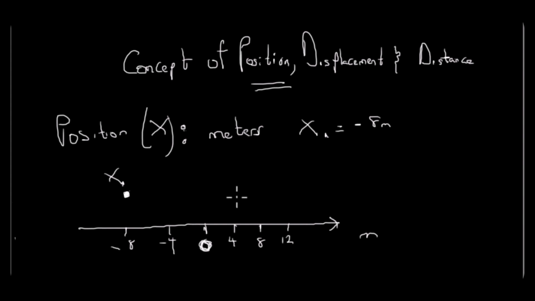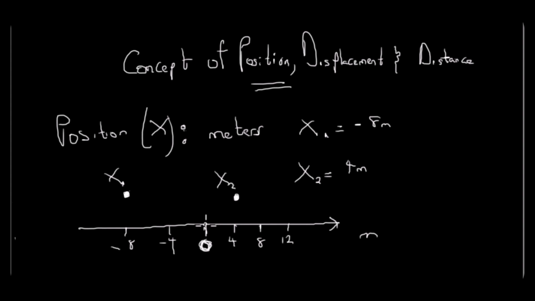Let's say I have another point located here. Let's call this X2. If I were to describe X2's position or location, I would simply say X2 is equal to 4 meters. You can see that in order for me to describe my positions for X1 and X2, I always go back to my reference point, the origin at point 0.